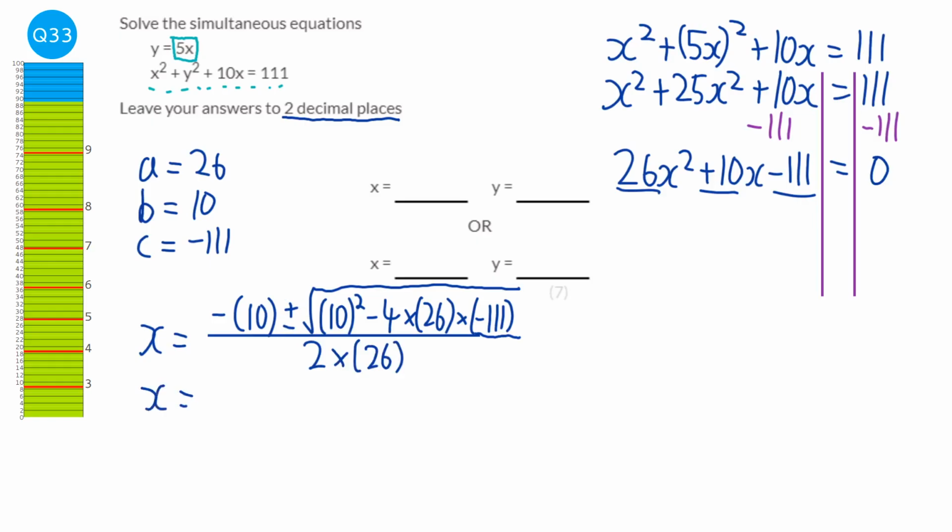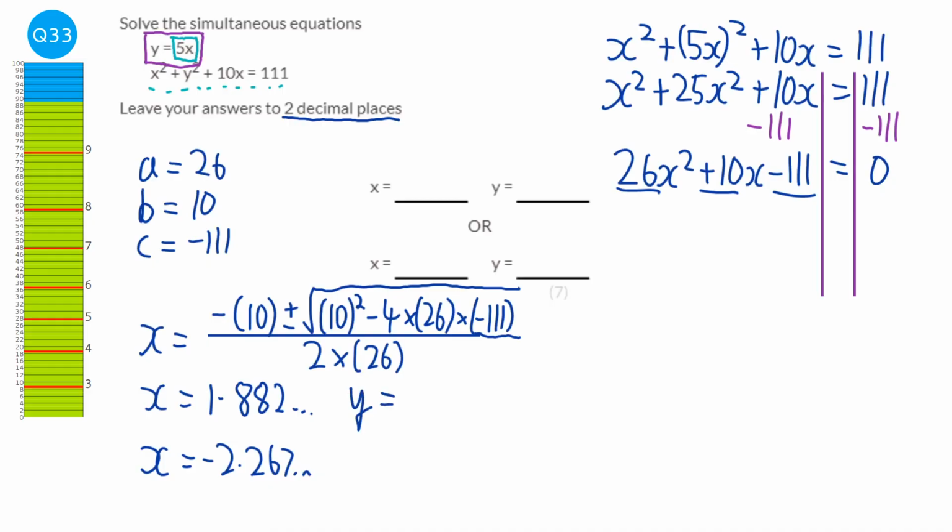And so when we have a plus there, we get 1.882, blah, blah, blah. And when we do it with a minus there, we get minus 2.267, blah, blah, blah. But the problem is those are x values. And when we solve, we've got to also find out what the y values are. Well, we actually have a really nice way of finding out the y value, because if you look at this first equation, it says that y equals 5 lots of x. So all we need to do is multiply these x values by 5.